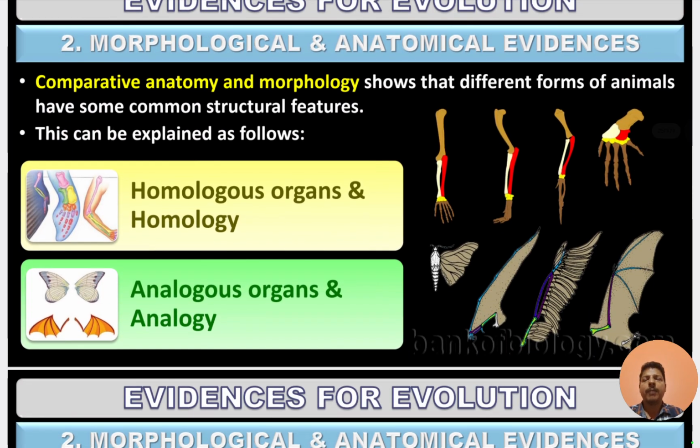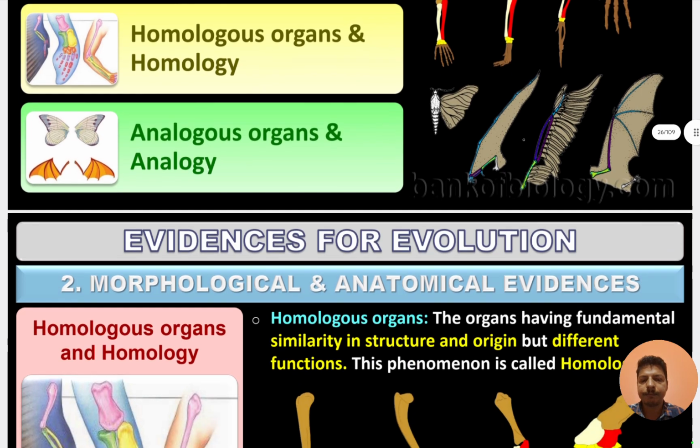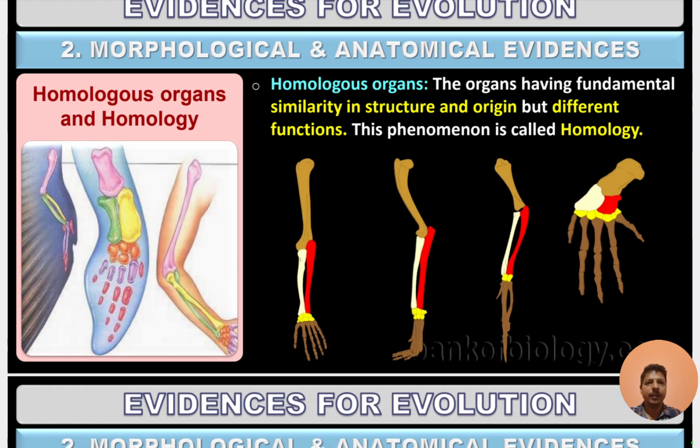Here, morphological and anatomical evidences. Comparative anatomy and morphology show that different forms of animals have common structural features. This can be explained as follows: homologous organs and homology, analogous organs and analogy. First of all, homologous organs. These organs have fundamental similarity in structure and origin but different functions. This phenomenon is called homology. Remember, organs having fundamental structural similarities but different functions, this is called homology.